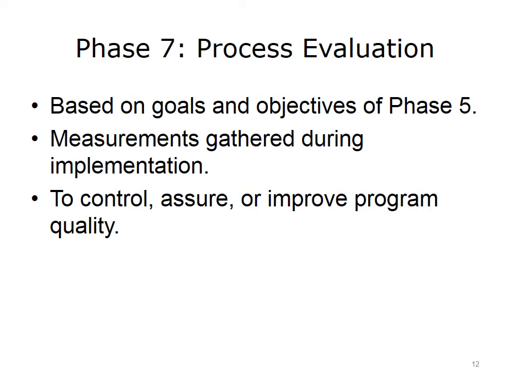Phase 7 is the process evaluation, and this is an ongoing feature of any program. You want to have real-time information, if at all possible, on your ability to implement a program over time. If there are delays or shortfalls or other things that are slowing the complete implementation of a program, you may need to change course or take corrective action to assure that the program is being implemented as intended.